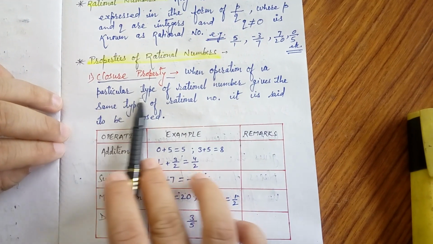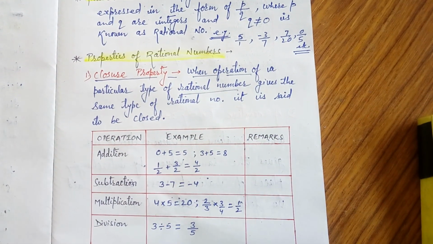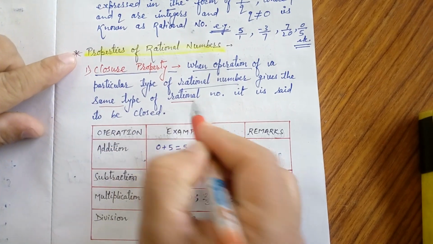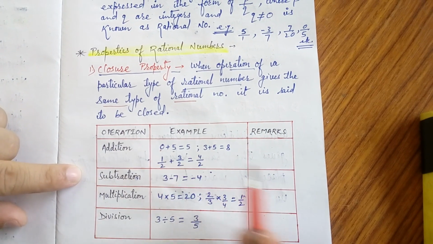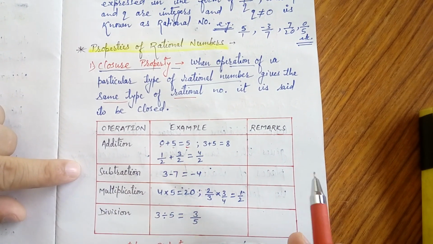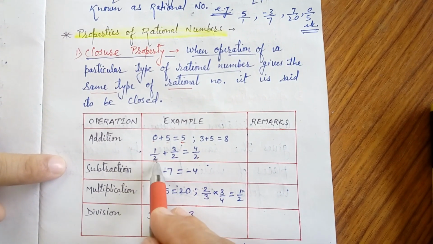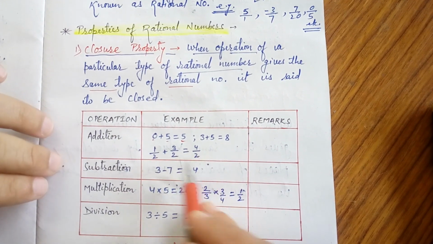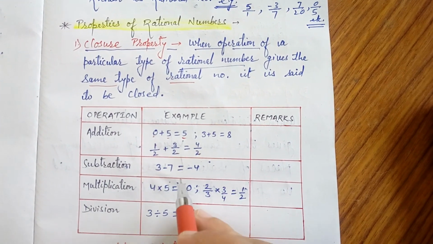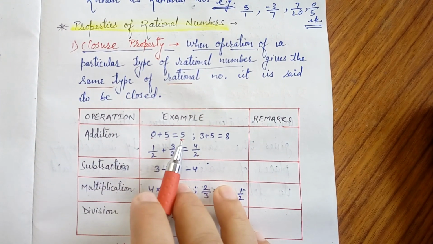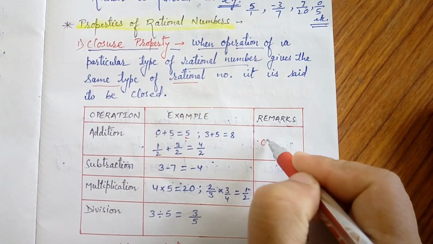When operation of a particular type of rational number gives the same type of rational number, that means if we are adding whole numbers, 0 and 5 are whole numbers, we are getting a 5 number which is a whole number. We are adding a fraction with a fraction, 1 by 2 and 3 by 2, we are getting 4 by 2. Solve it in rough. Okay, so it is satisfying all the values. That means addition of a rational number verifies closure property, so it is closed.